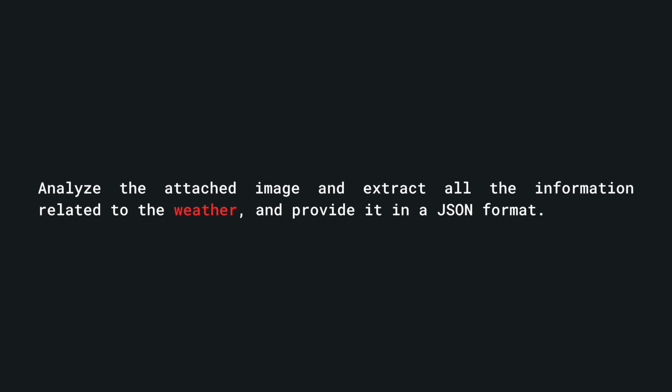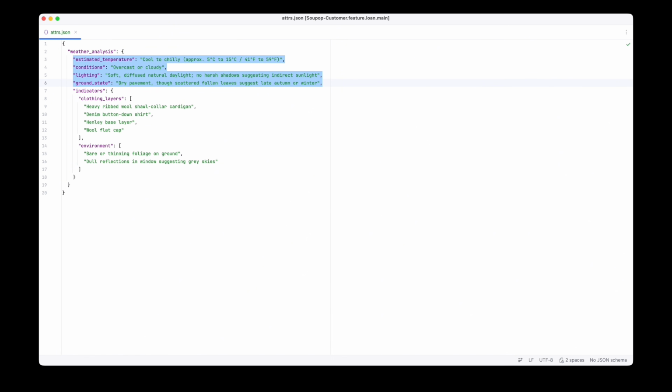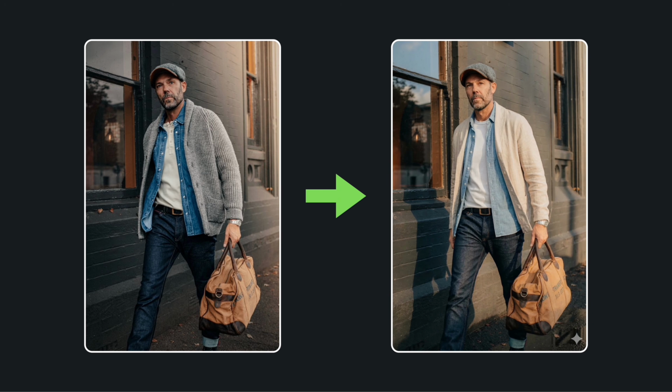Now, let's have some fun with the weather. Using this prompt, I'll ask Gemini to look at the photo and pull out all the weather details in a JSON format. After I give the command, Gemini shows me the output you see on the screen. First, I'm going to look at the first 4 values: temperature, conditions, lighting, and ground state. I'll change them to the values you see here.